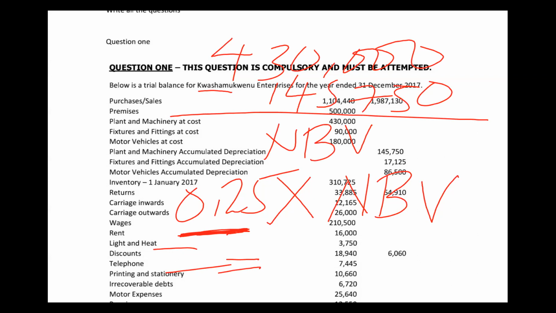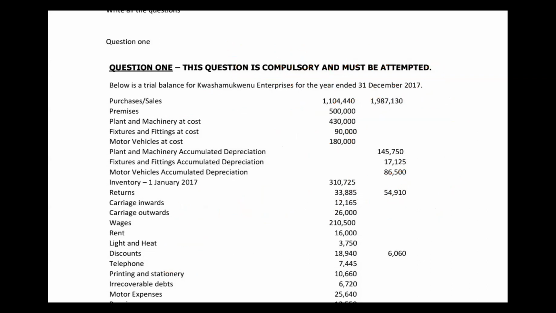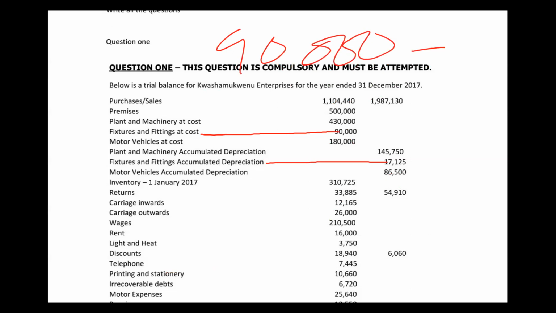Yes, thank you. Okay, welcome. So similarly, you do the same thing to fixtures and fittings, right? The cost for the depreciation for fixtures is that, right? So say 90,000 minus what? Minus which one? 17,125. The answer that you get is the net book value.